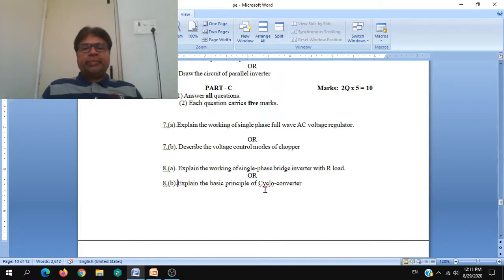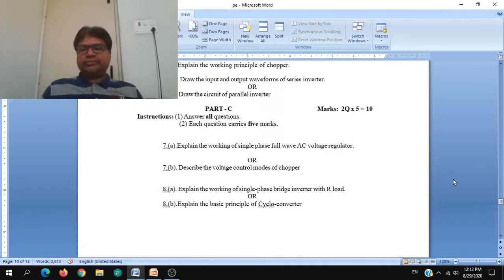Next, explain the basic principle of cycloconverter. You are asked to explain the basic principle: what is the actual principle behind the operation of a cycloconverter to convert the frequency of the supply before it reaches the load. We will go through both the answers. You can answer either of the questions.